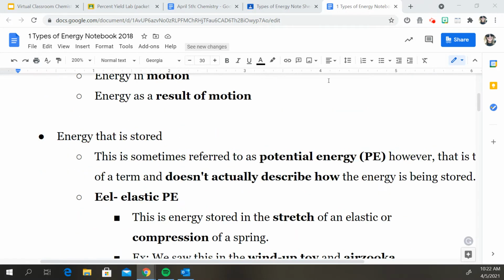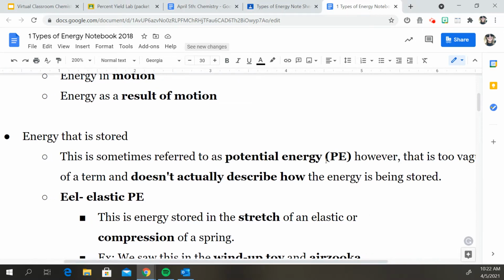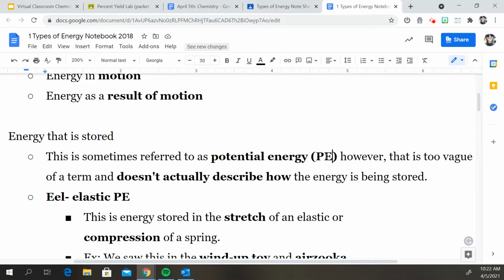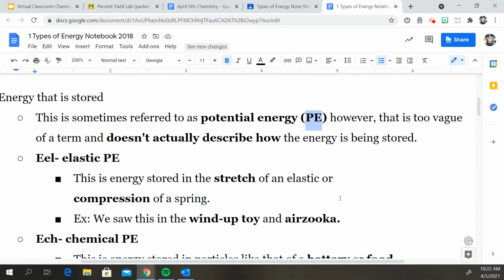All right. Energy that is stored. This is our first category. Energy that is stored is sometimes referred to as potential energy. In this class, we will call it PE for shorthand. However, that is too vague of a term because it doesn't actually describe how the energy is being stored. We have a few different types of potential energy.